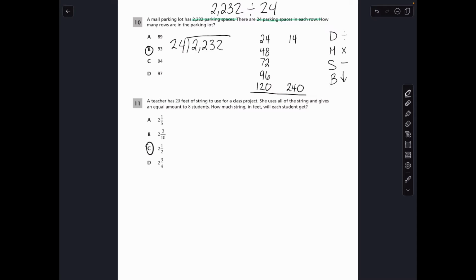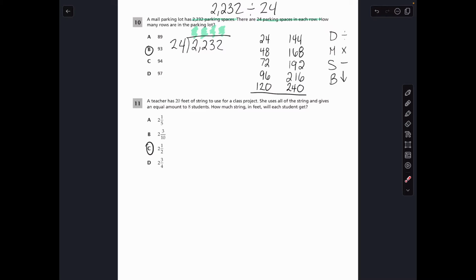So I have 144, 168, 192, and then 216. So I made the hard part adding instead of dividing. Now, I have 4 digits inside here: 1, 2, 3, 4. So I want to make sure I have a place for 4 digits up here, even if the digit is a 0. This way I'm not going to make a mistake in my place value.